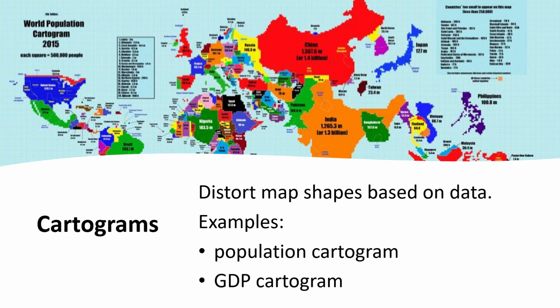Cartograms are used to show one specific value. Cartograms will distort a map or map shapes based on the data that you've plotted. Example, the one shown is a population cartogram, where China and India are the biggest because they have the most people, and if you look, it's really hard to see Canada. A GDP cartogram, ranking countries based on how rich they are. The US would be the biggest or on top in that one.